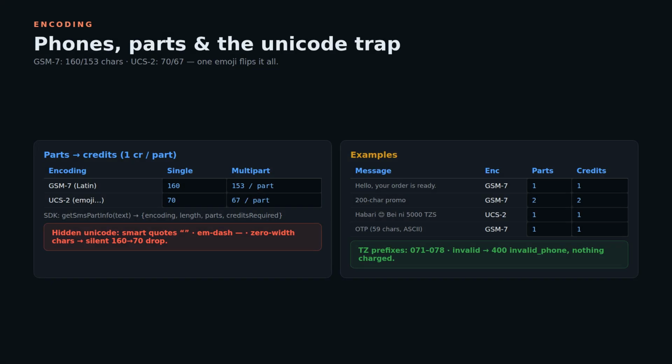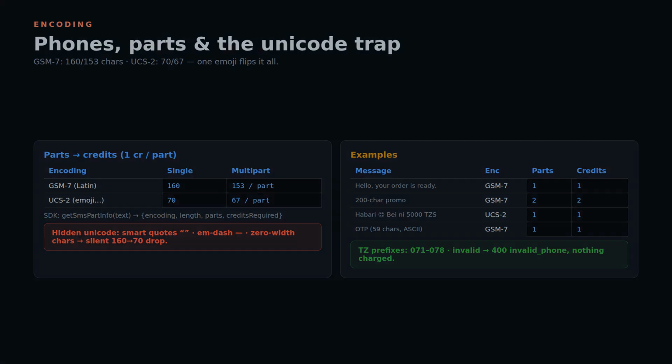Phone formats and encoding math. The API is Tanzania only in this version. Prefixes 071 through 078, and invalid numbers fail fast with a 400. Nothing is charged. Encoding is auto-detected. GSM7 carries 160 characters in a single part, and 153 per part when multi-part. But one emoji, one curly quote, one en dash, even invisible zero-width characters, flips the entire message to UCS2, cutting the budget to 70 and 67 characters. That's more than double the cost.